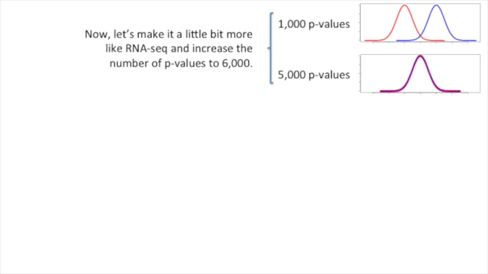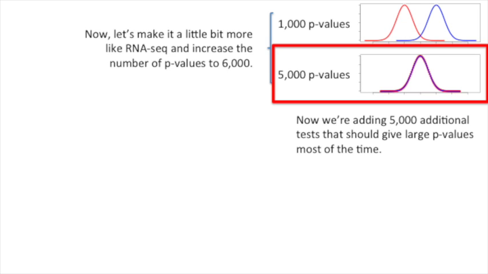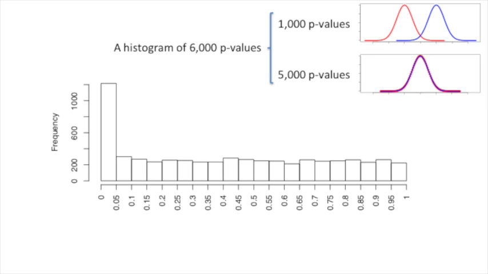Now, let's make it a little bit more like RNA-seq and increase the number of p-values to 6,000. We have the 1,000 p-values from our first bunch of tests where we took the samples from different distributions. And we'll add to that 5,000 additional p-values where the samples came from the same distribution. These additional 5,000 tests should give large p-values most of the time. Here's a histogram of those 6,000 p-values.